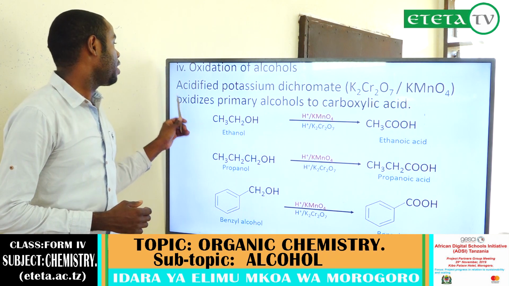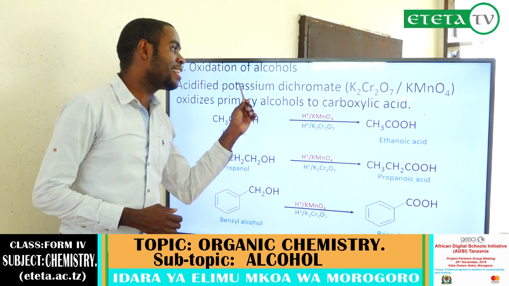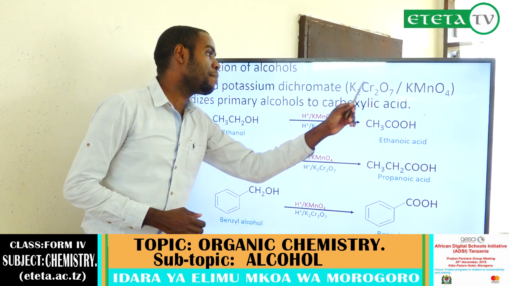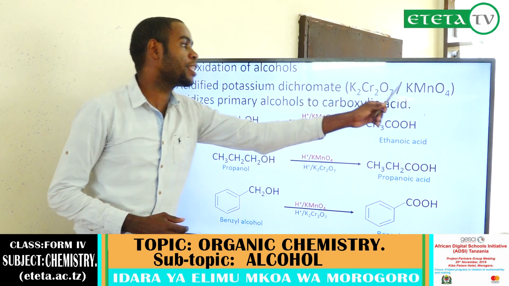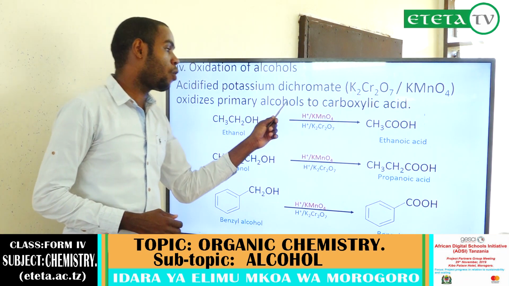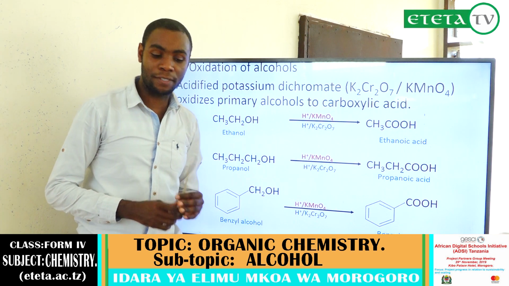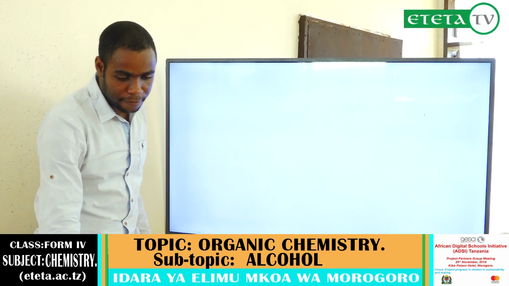So the reaction between either oxidizing agent, potassium dichromate in acidic media or potassium permanganate in acidic media, with a primary alcohol gives a carboxylic acid as the product.